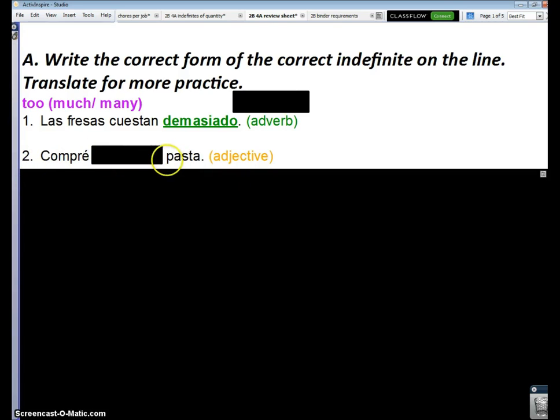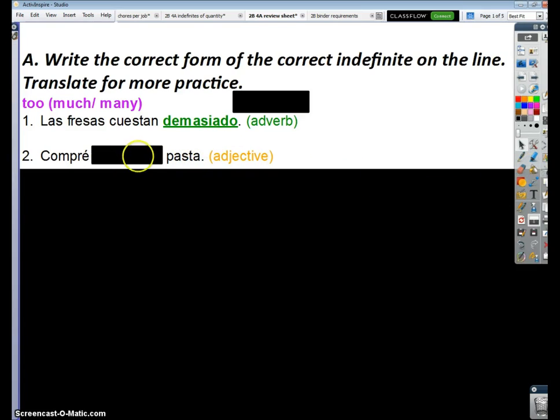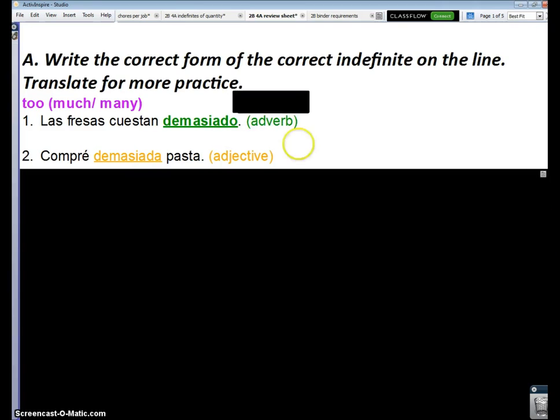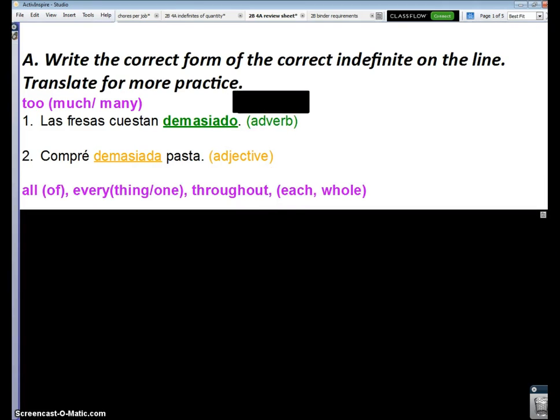I bought too much pasta. Too much is describing pasta, which is a noun, so it makes it an adjective, and it has to match. So too much will be demasiada. All of everything throughout each whole.